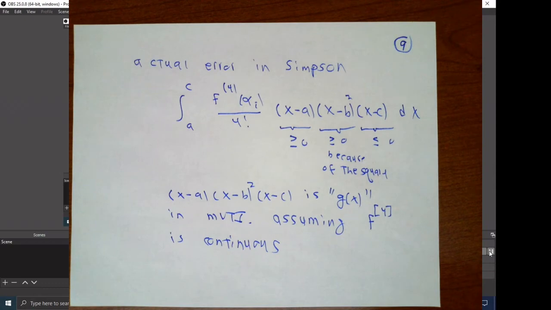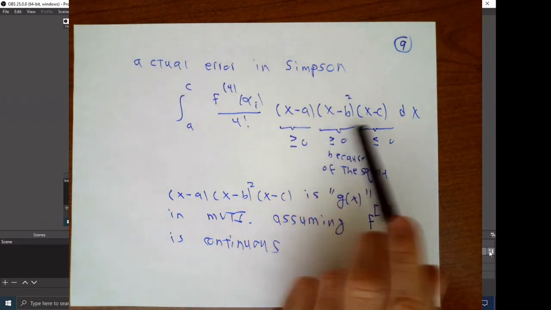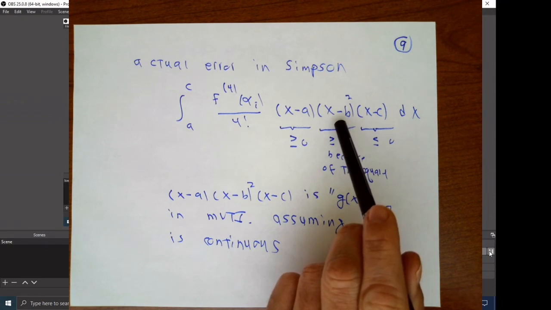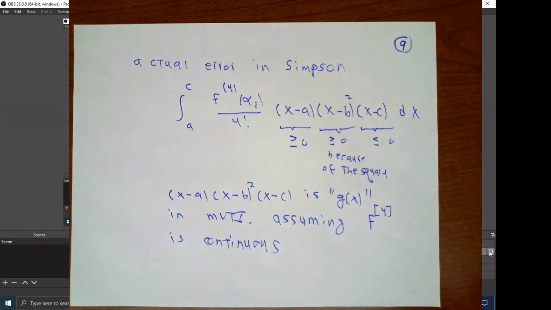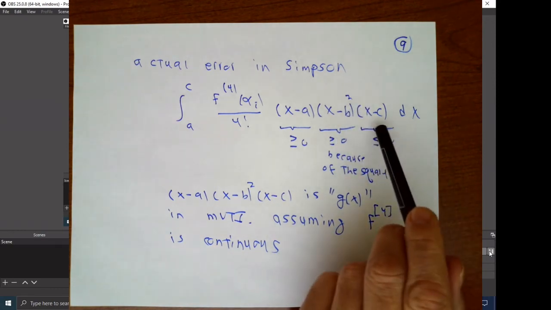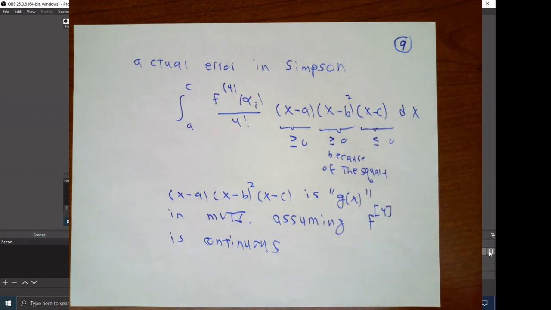As a result, I can state that the error in Simpson's rule, which is the same as Simpson plus an extra point, which doesn't depend on the point, must be the integral from a to c of the fourth derivative at alpha i over 4 factorial times this product of factors x minus a, x minus b times x minus z. I've allowed z to approach b though, so that's just x minus b squared, times x minus c, integrated with respect to x.